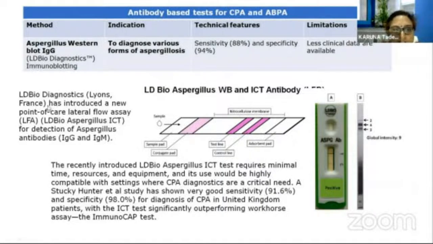So LD Bio Diagnostics from France has introduced this new point of care lateral flow assay, the LD Bio Aspergillus ICT, for detection of Aspergillus antibodies, both IgG and IgM. The recently introduced Aspergillus ICT test requires minimal time, resources and equipment, and its use would be highly compatible with settings where chronic pulmonary aspergillosis diagnostics are a critical need.